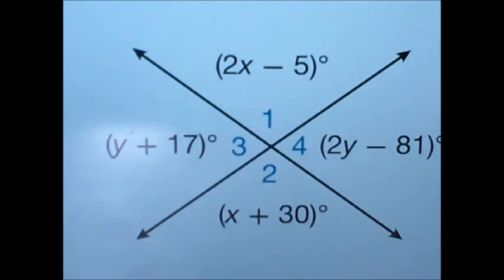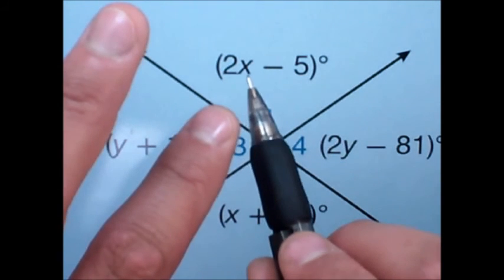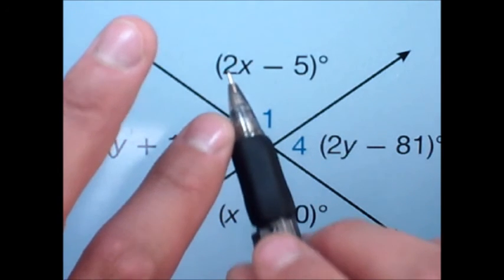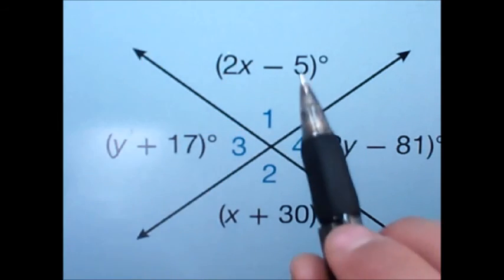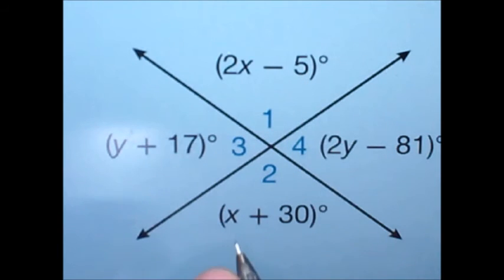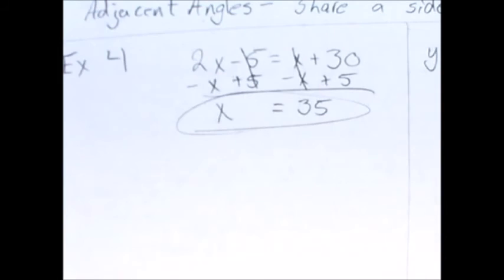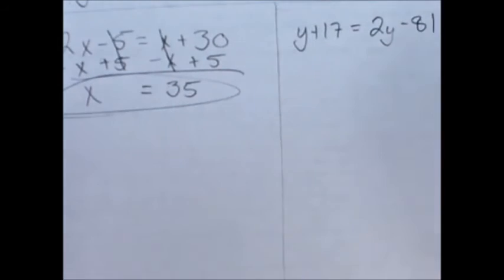So if x is 35, then I'd go 35 times 2, which is 70. 70 minus 5 is 65. If I want to check, I would just plug it back in here. 35 plus 30, 65. These two equal each other, so I know I did it right. Cool? That was just me checking. I'm going to do the y part now.